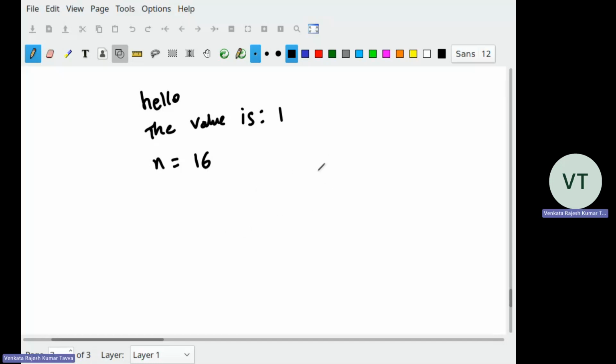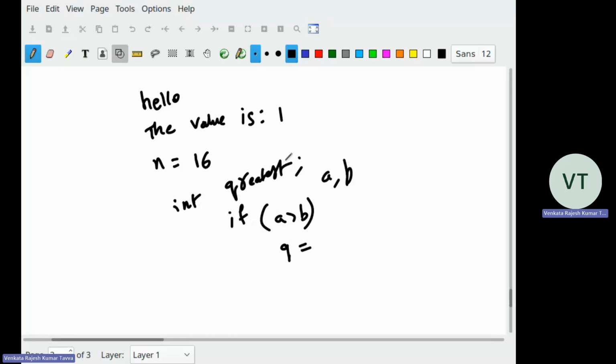So suppose I have two numbers A and B. I want to print the largest number. If A is greater than B, print A. If A is less than B, print B. This is what I want to say. So I say if A greater than B, so I will not say print. What I will do, I'll just have a variable called greatest. If A is greater than B, then I'll not write the entire thing. I'll just write G. G equal to A, else G equal to B.